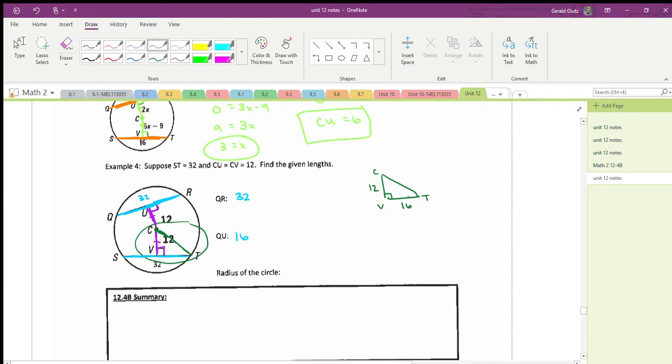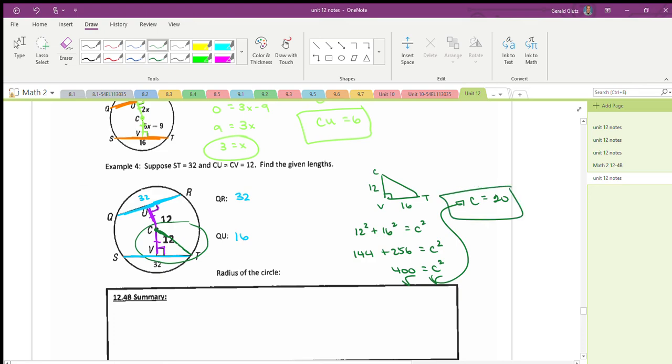So now I have a right triangle. I know the two legs, but I don't know the hypotenuse. So now we're going to use our good friend the Pythagorean theorem. So 12 squared plus 16 squared is going to equal C squared. So 144 plus 256. If I combine like terms, I get 400. Take the square root of both sides. The square root of 400 is 20. So CT is 20, or the radius is 20, however you want to write it.